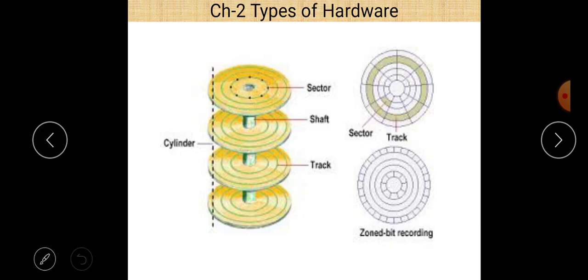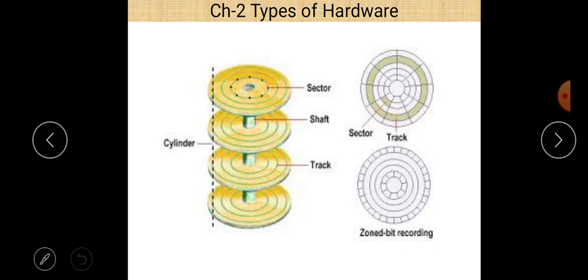Then magnetic disk. The most common example of magnetic disk is a hard disk, which can store data permanently. Hard disk is basically divided into different platters. Platters are again divided into cylinders. Cylinders are again divided into sectors, and sectors are divided into tracks. So this is the basic composition of a hard disk, and we are able to read and write data in a hard disk when the access arm rotates over the platters.